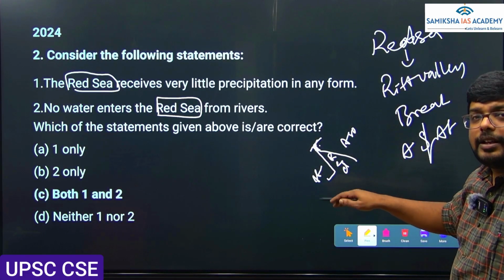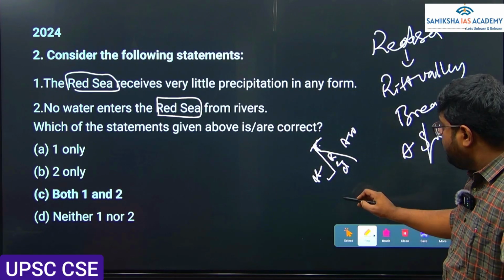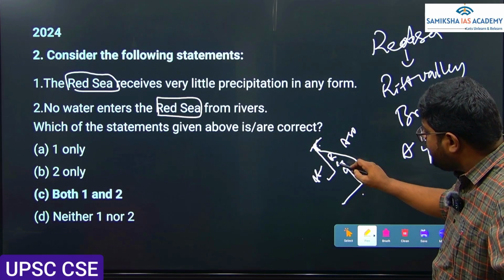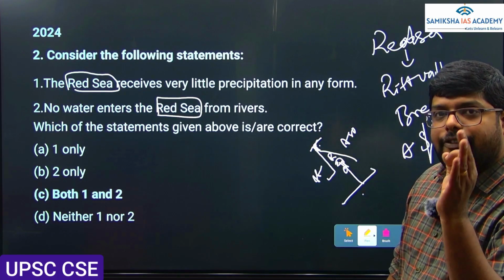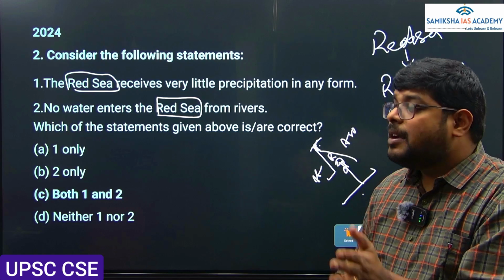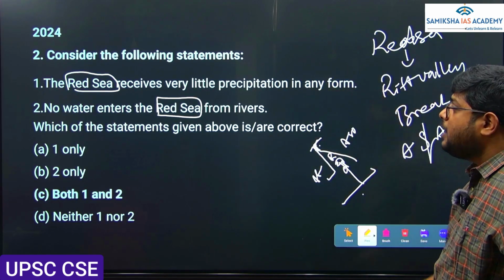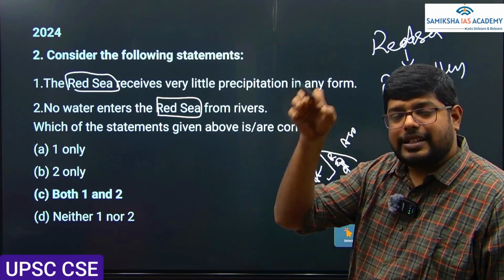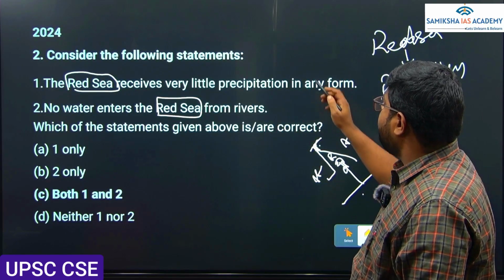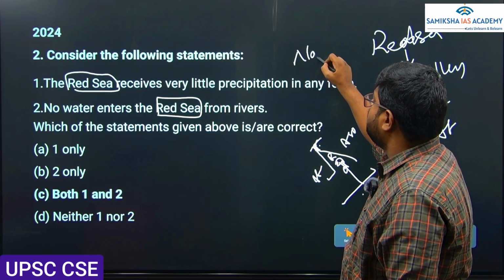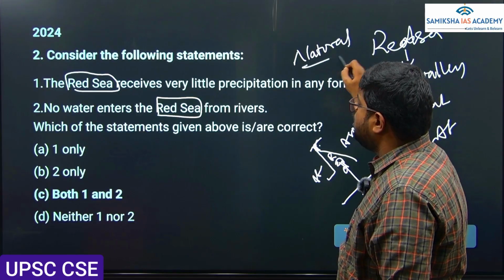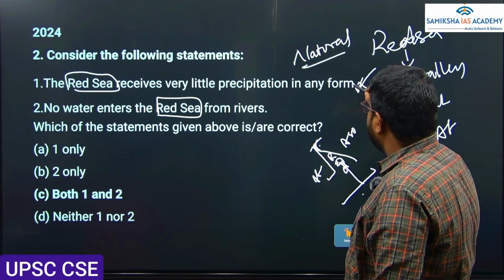The Red Sea is not an original sea. It came in the middle, right? When the open ocean entered here, the area where the Red Sea is was not the original sea. If we keep this in mind, then this will be very easy, because the Red Sea is not in nature's plan. The Red Sea doesn't come into the natural rainfall, so we will be having very little precipitation.